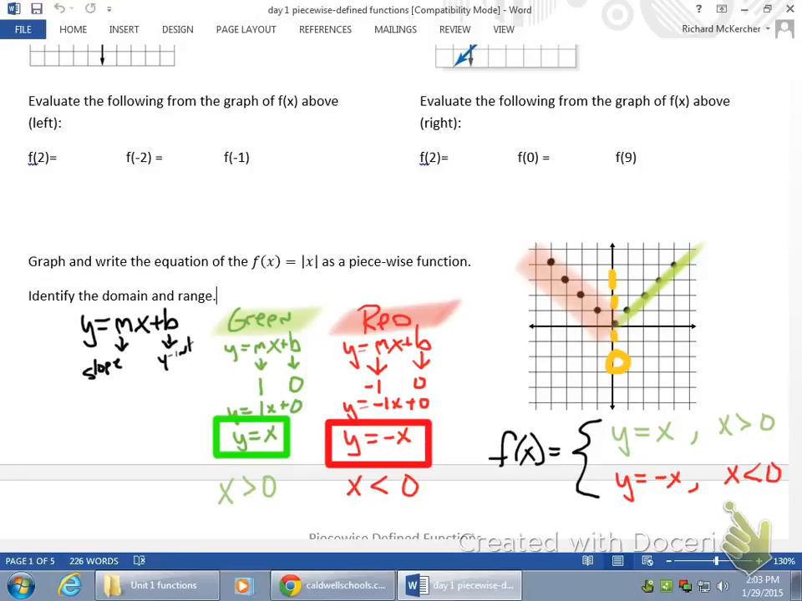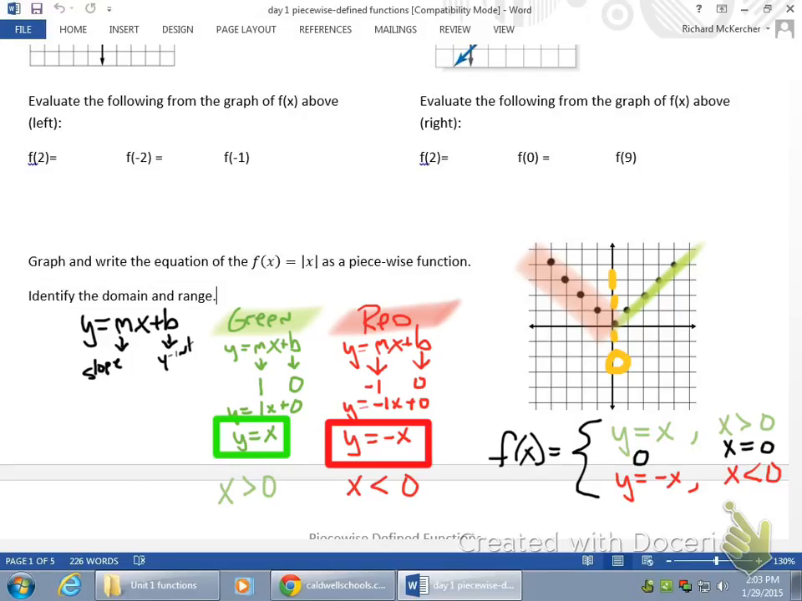But I want you to notice there's actually one piece missing. I've never taken care of 0. 0 is not on either one of these, so there's a couple ways for me to take care of it. One way to take care of it is to just absolutely define it at 0. Okay, and this is the book definition. This is what the book would say that it is.